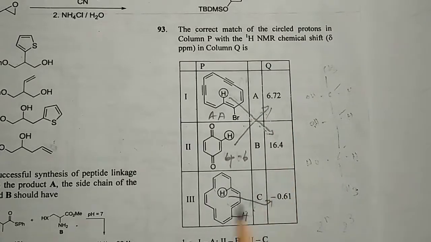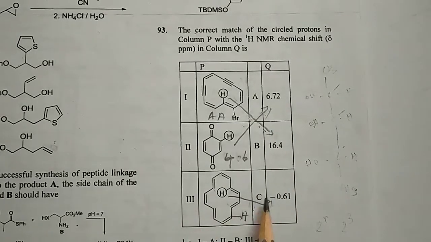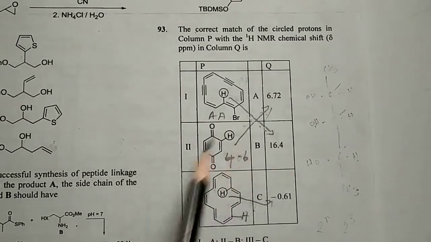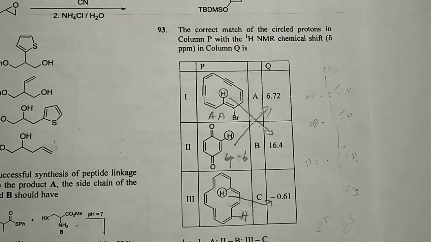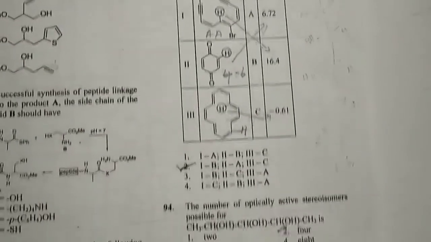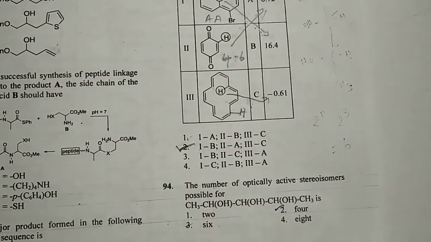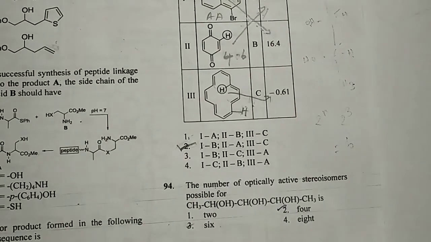So 3C, 1B, 2A. Option C is the right answer. Option C: 1B, 2A, 3C. Right. We'll go to the next question.